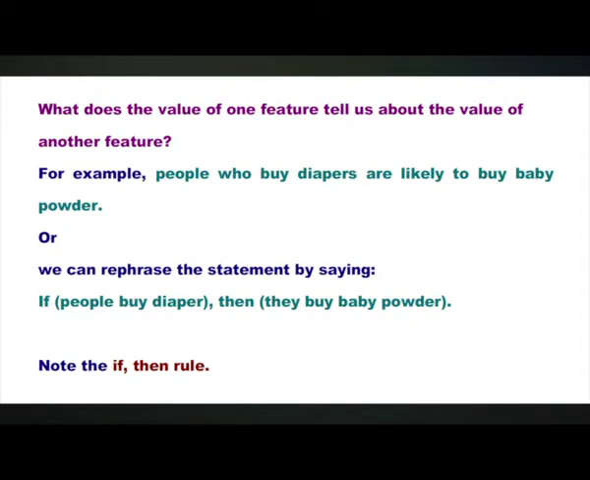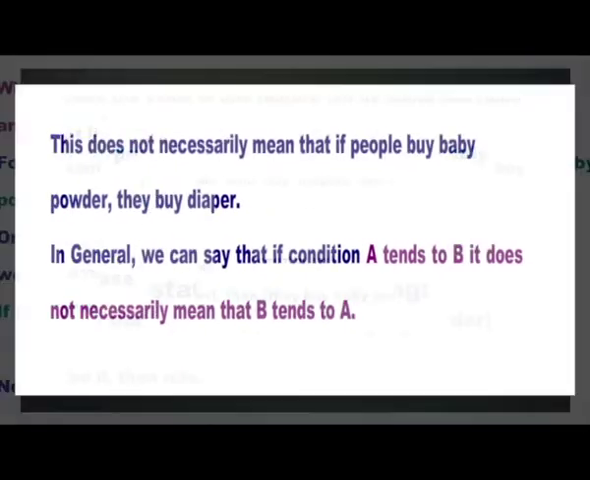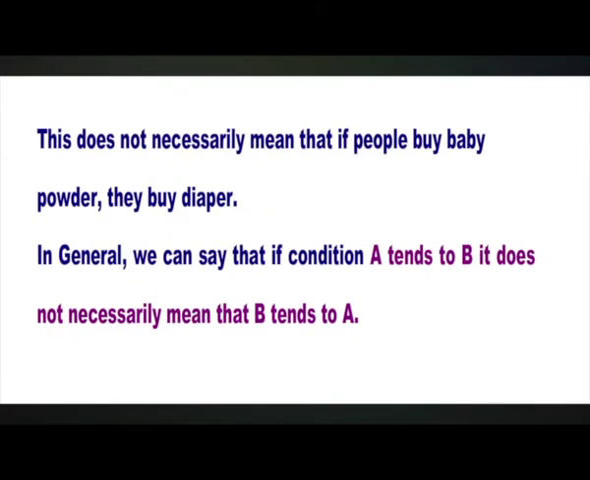For example, people who buy diapers are likely to buy baby powder. Or we can rephrase the statement by saying, if people buy diapers, then they buy baby powder. This is called an if-then rule in association rule mining. This does not necessarily mean that if people buy baby powder, they buy diapers. In general, we can say that if condition A leads to B, it does not necessarily mean that B leads to A. Watch the directionality carefully in the above statement.